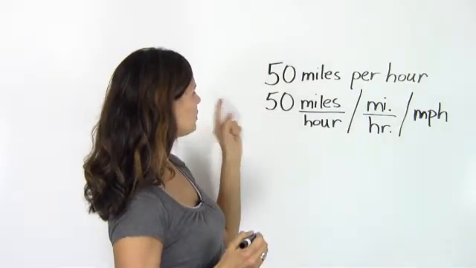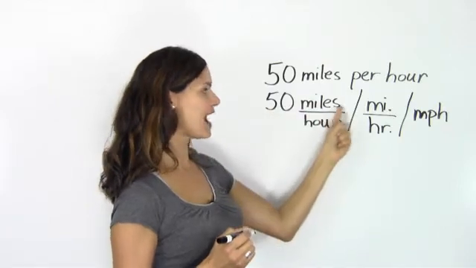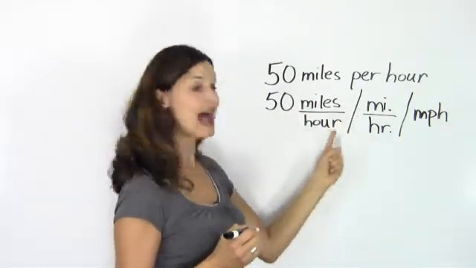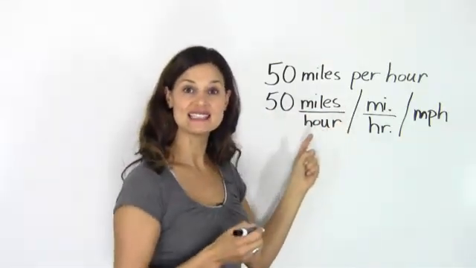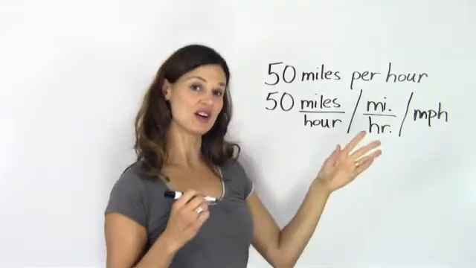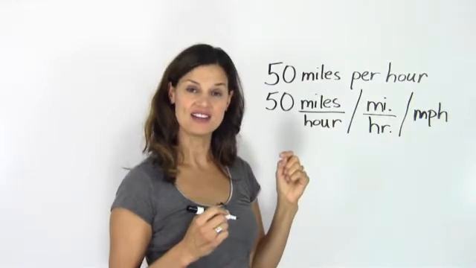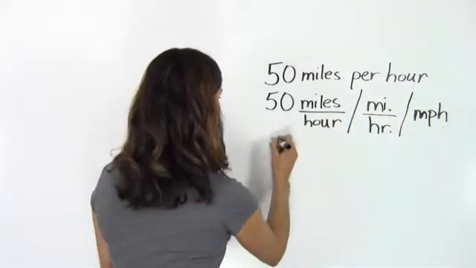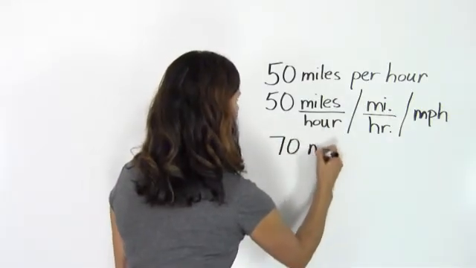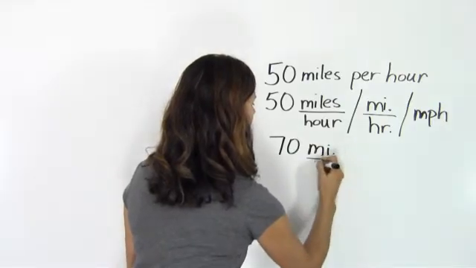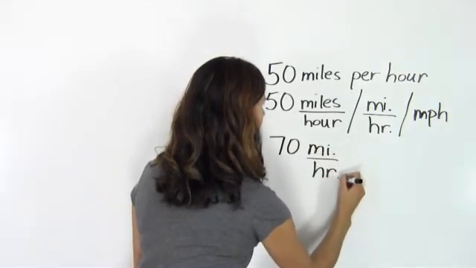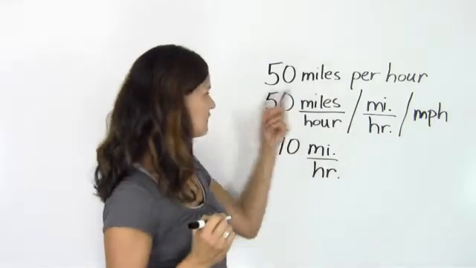So if I have a car that's going at a speed of 50 miles per hour, this means that the car will travel 50 miles in 1 hour. If I maintain this same speed for a full hour going down the road, I will cover a distance of 50 miles.